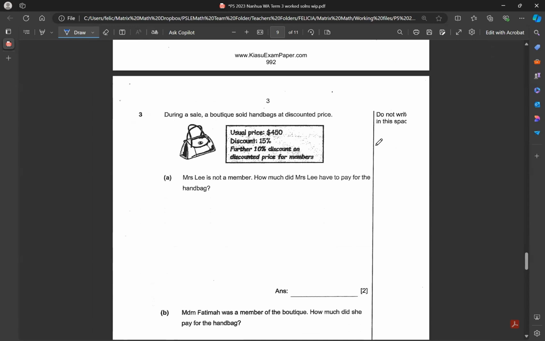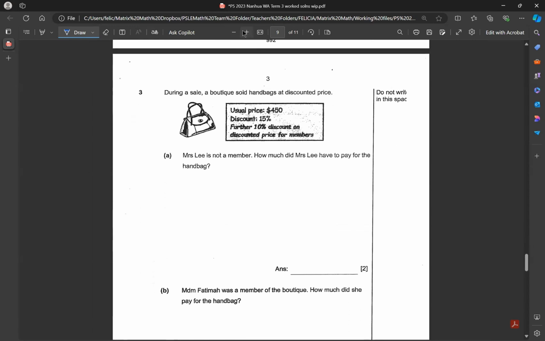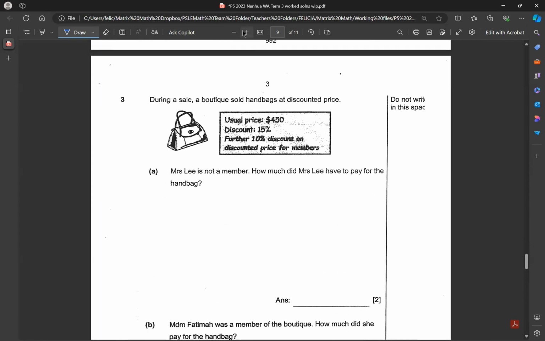Okay, I'll move on to question 3. During a sale, a boutique sold handbags at a discounted price. Take note of the price here: the usual price is $450. It's a 15% discount, and if you're a member, you get a further 10% discount on the discounted price.